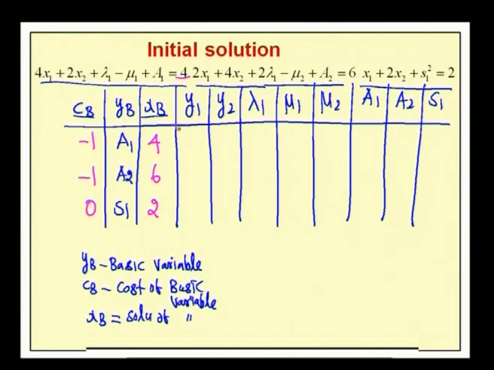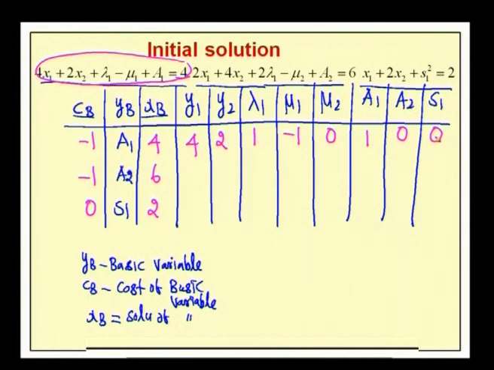Now, in this table, if we consider the first set of constraints, that is 4x1 plus 2x2 plus lambda 1 minus mu 1 plus a1 equal to 4, our y1 value is 4, y2 value is 2, lambda 1 the coefficient is 1, mu 1 the coefficient is -1, there is no mu 2 therefore 0, and a1 the coefficient is 1, there is no a2 so 0, there is no s1 so 0. So, by taking the coefficients of the first constraint we get the values 4 2 1 -1 0 1 0 0.